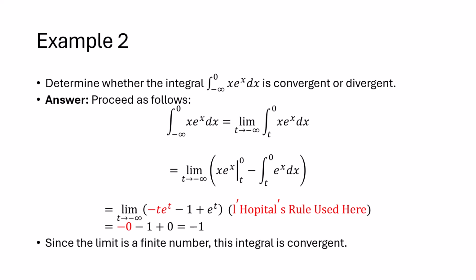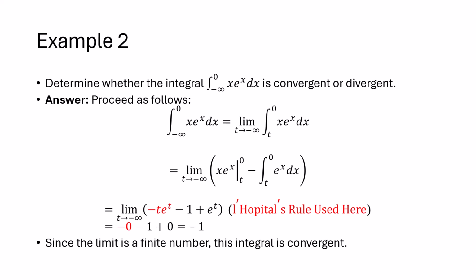Now, in order to evaluate this limit, we're going to need L'Hopital's rule. So the part in red, if you happen to observe this, the negative t e to the t, is in red because that's the part we need L'Hopital's rule with. When we use L'Hopital's rule to evaluate that first part, we end up with negative 0, if you will, negative 0 minus 1 plus 0, and that's going to be equal to negative 1.